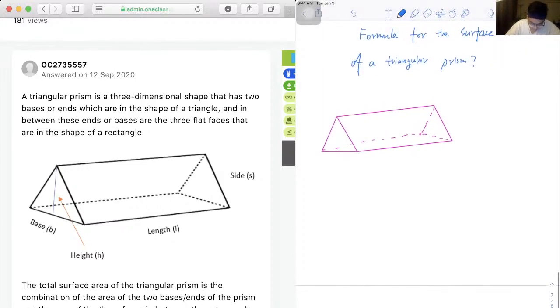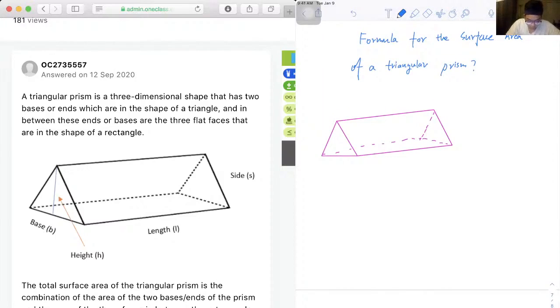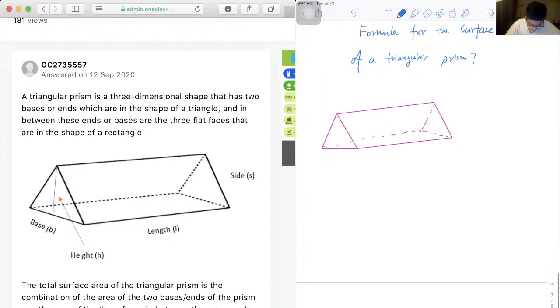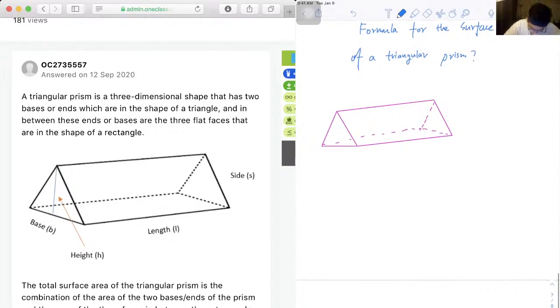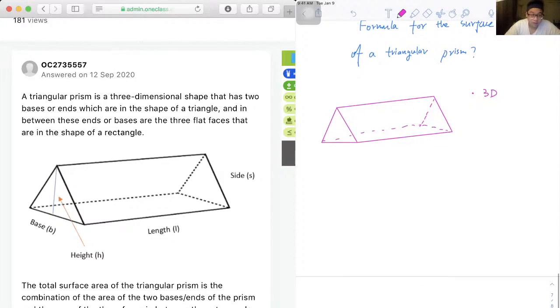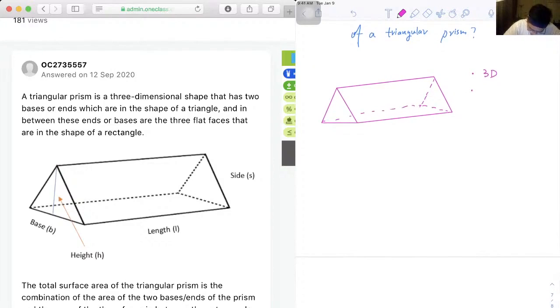And let's just write down the keywords of the definition of a triangular prism. So a triangular prism is a three-dimensional shape that has two bases, or ends, which are in the shape of a triangle, which are the yellow parts in my graph.